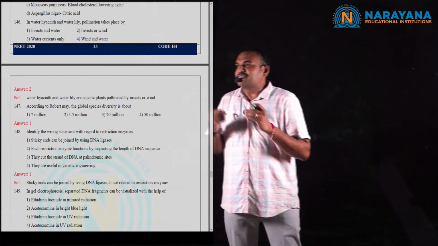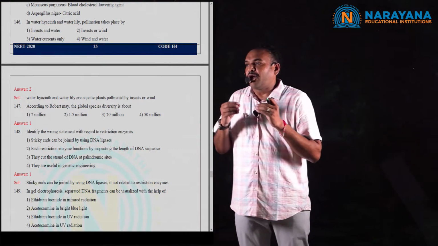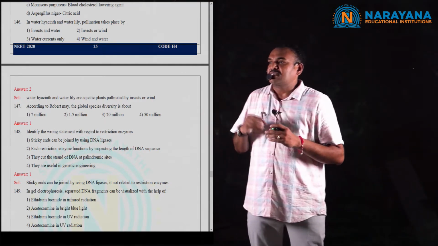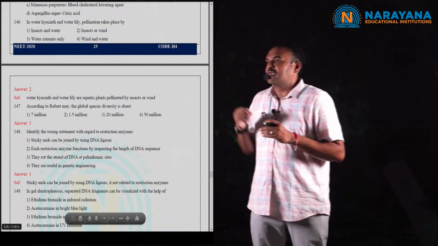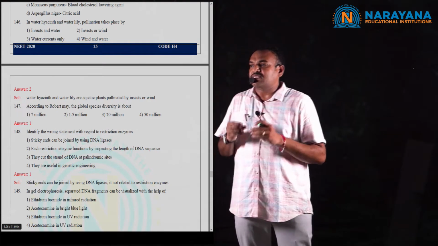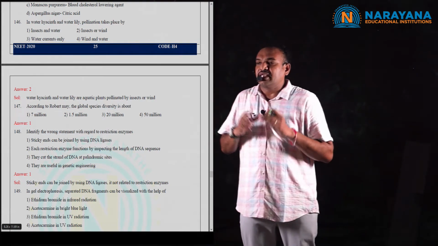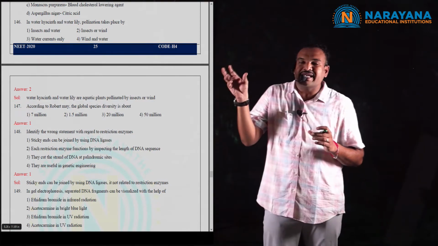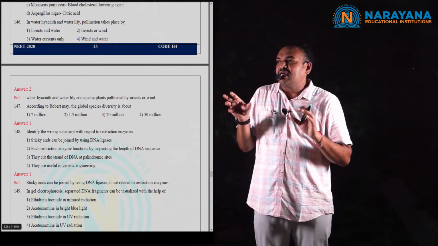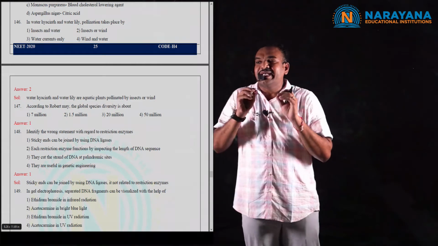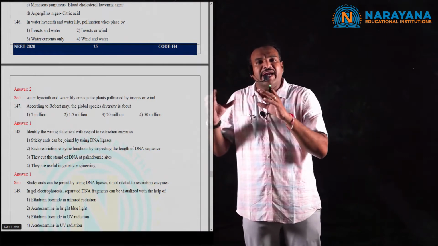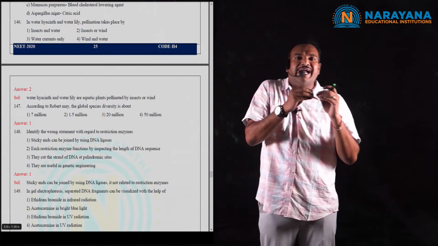In water hyacinth and water lily, pollination takes place by. So here the given options: first one is insects and water, second option is insects or wind, third option is water currents only, and fourth option is wind and water. Here is a very important point. What we are discussing: water hyacinth means it is Eichhornia, the most invasive weed of India and throughout the world, and water lily means it is Nymphaea. Both of them are aquatic plants. Eichhornia is a free floating hydrophyte and water lily is a rooted hydrophyte with floating leaves.